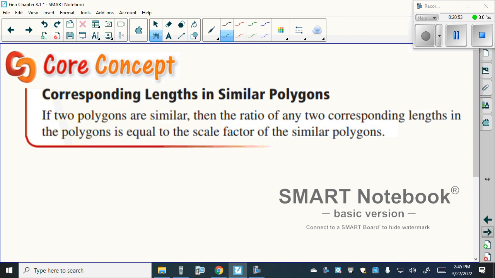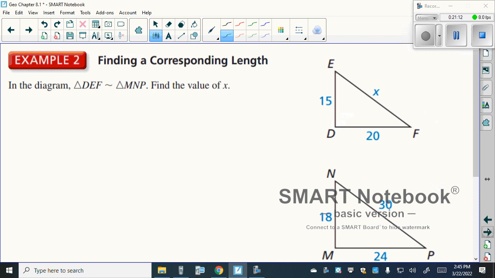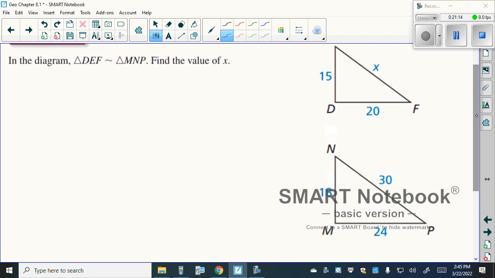If two polygons are similar, then the ratio of any two corresponding lengths in the polygons is equal to the scale factor of the similar polygon. That right there. That's all it's saying. If I have two similar polygons, well, we're told that these two are similar, yes? Then the scale of 15 to 18 is going to be the same as x to 30. And I can use that scale to find any length, as long as I know what the scale is.